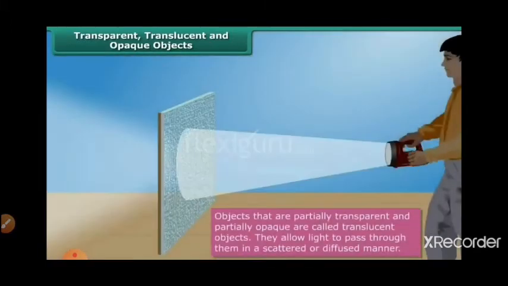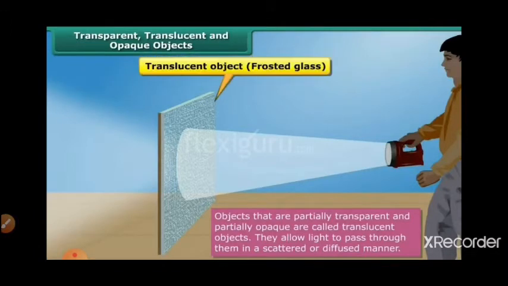Then next one is translucent. Translucent objects will partially allow the light to pass through, like frosted glass or a dupatta. If you take one cloth, this will be a translucent object. A little bit of light will pass through.